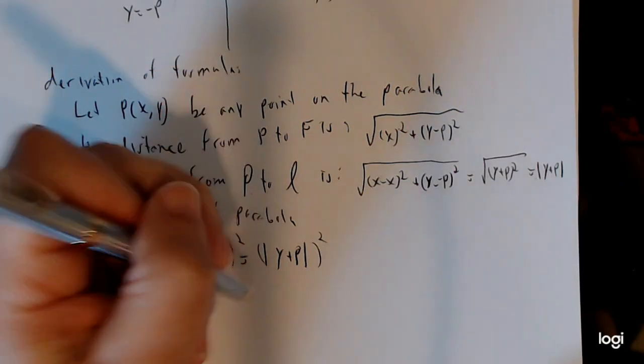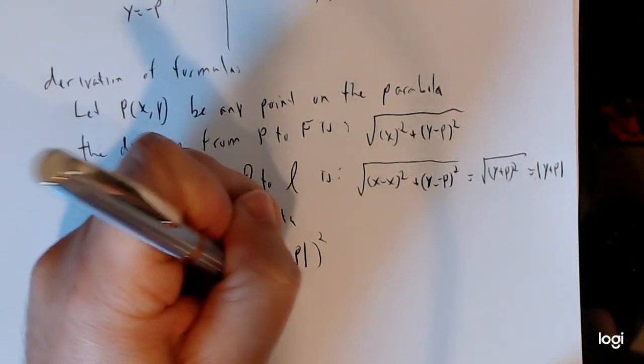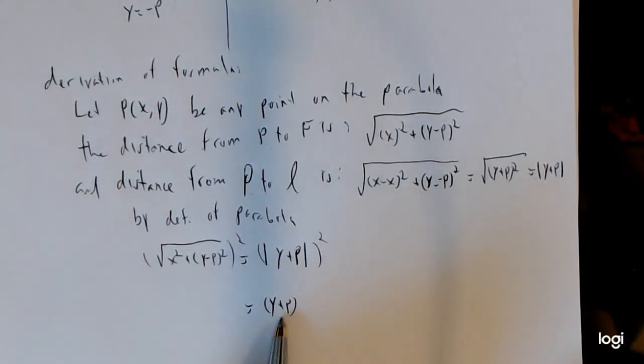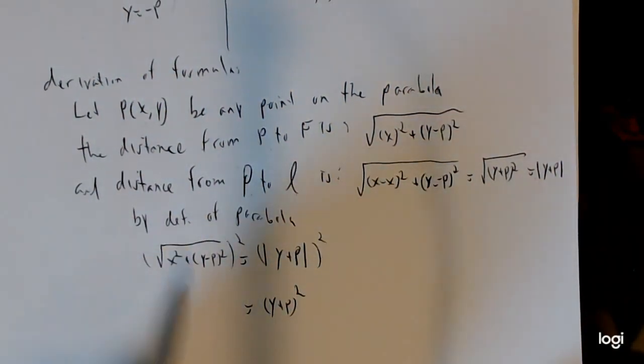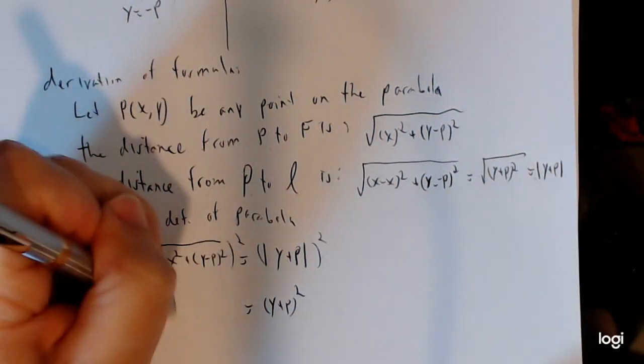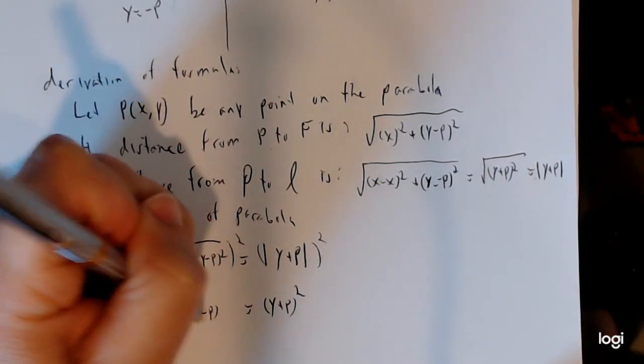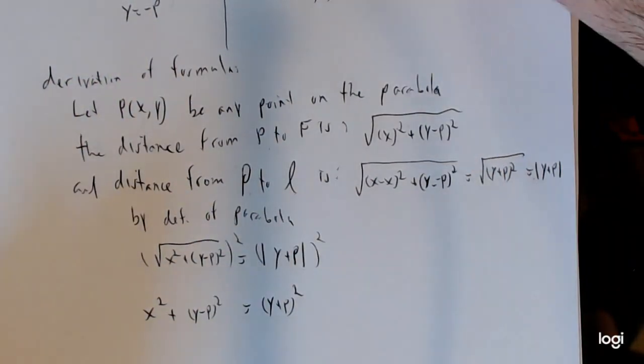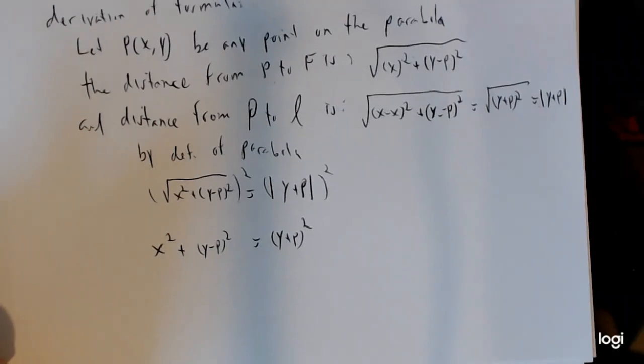I could just drop the absolute value, because I know that y plus p, even though it might be a negative number, when I square it, it'll be positive. And then this side will just become what? x squared plus (y minus p) squared. So now we'll continue on, and we'll just continue simplifying.